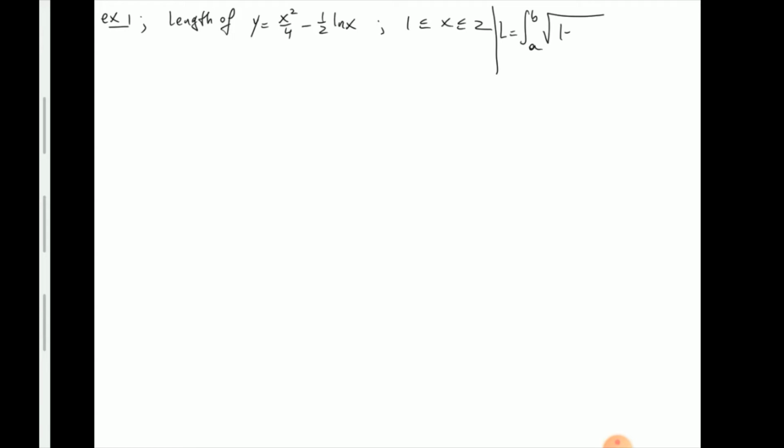All right, so our first example, let's say we want to find the length of the function y equals x squared over 4 minus 1/2 natural log of x, with x between 1 and 2. Now, obviously, the problems that have to be done by hand are in such a way that that formula, that radical, can be simplified. So let's write down the formula one more time here for the length of the curve, so we can follow it.